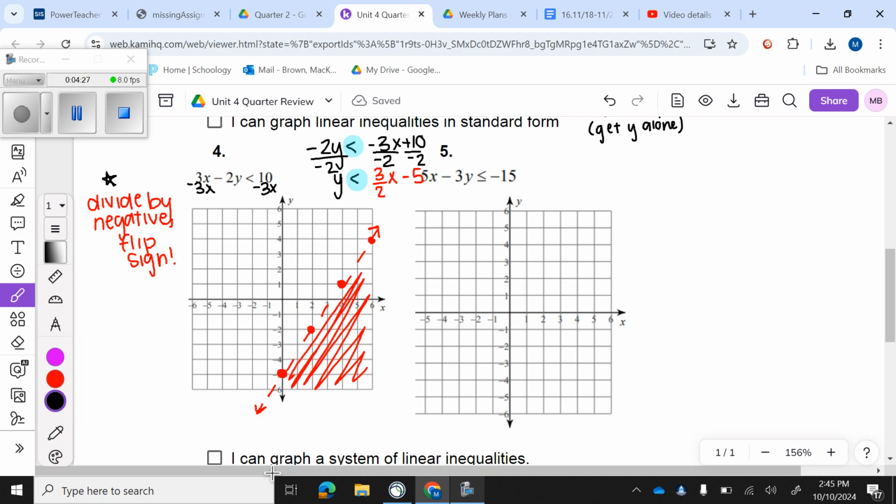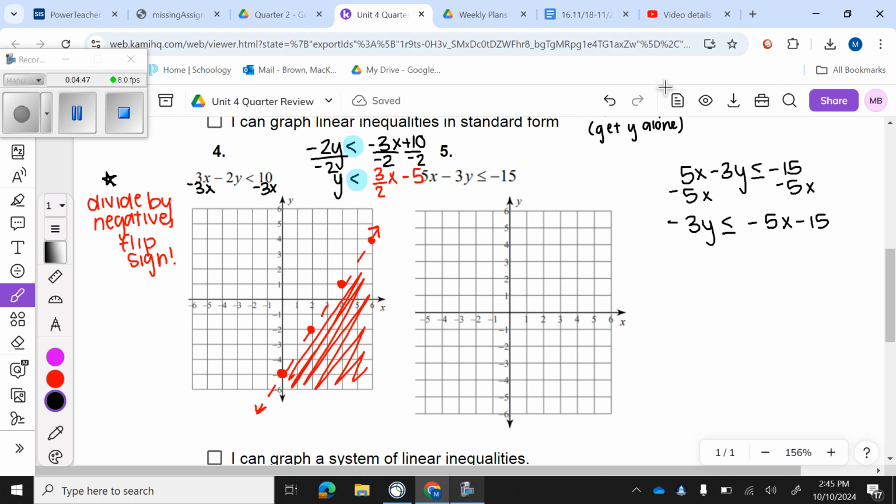All right, same thing on number 5. I've got to get this to slope-intercept first. So I'm trying to get this y by itself. So the first thing I'm going to move is this 5x to the other side. Y'all, these are not like terms. So I'm going to have negative 3y is less than or equal to negative 5x minus 15.